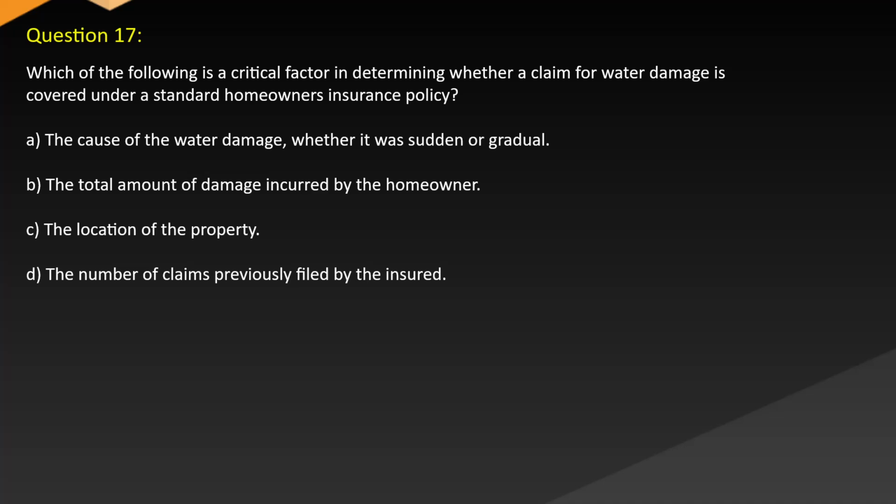Question 17. Which of the following is a critical factor in determining whether a claim for water damage is covered under a standard homeowner's insurance policy? A. The cause of the water damage, whether it was sudden or gradual. B. The total amount of damage incurred by the homeowner. C. The location of the property. D. The number of claims previously filed by the insured.